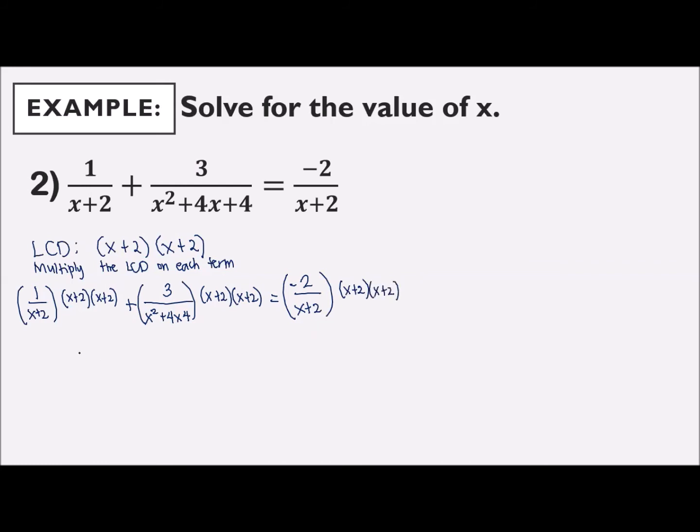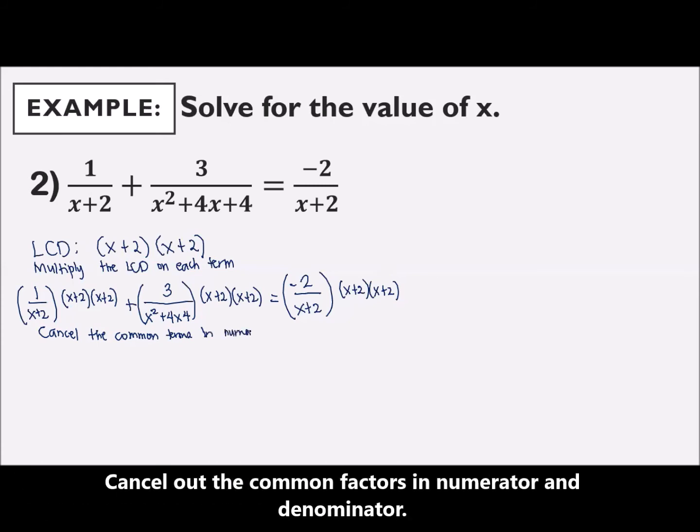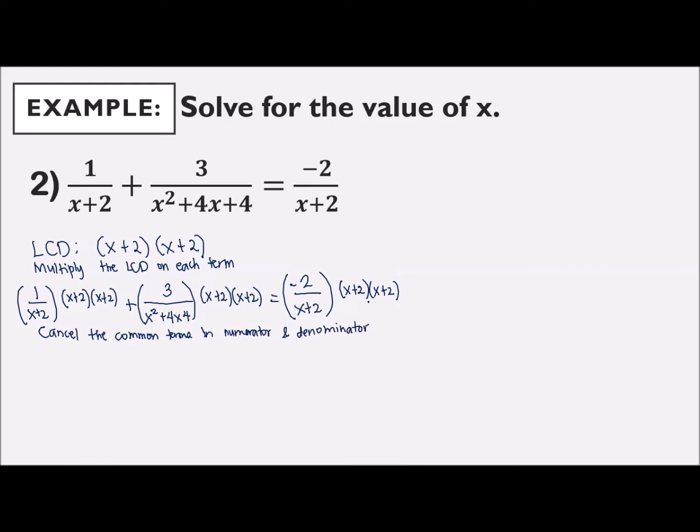Then, kung mapapansin nyo, may mga common terms. So, cancel the common terms in numerator and denominator. Okay, hindi pwedeng andun sila sa isang side. So, ang gagawin natin, kakancel na natin. Gamit tayo ng ibang ink para mas makita natin. Dito sa una, tanggal si x plus 2. So, ang matitira, 1 times x plus 2.